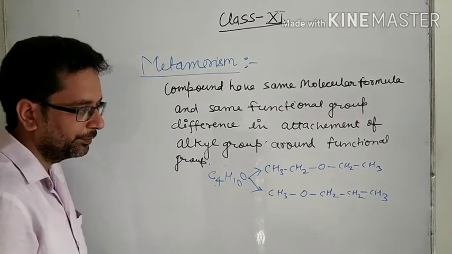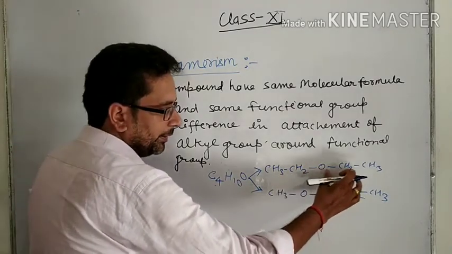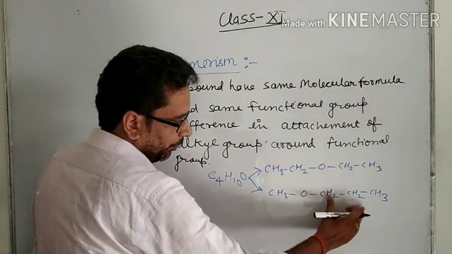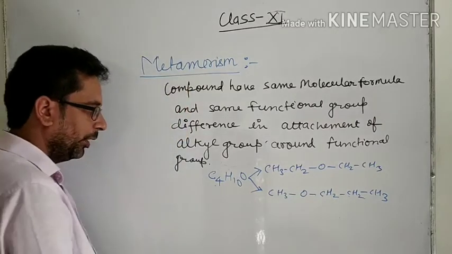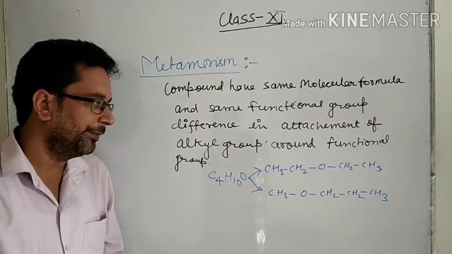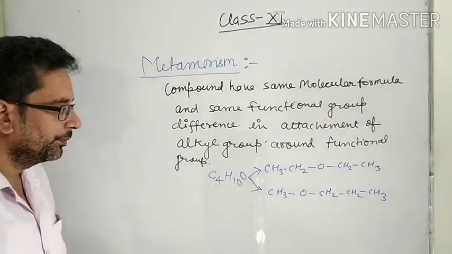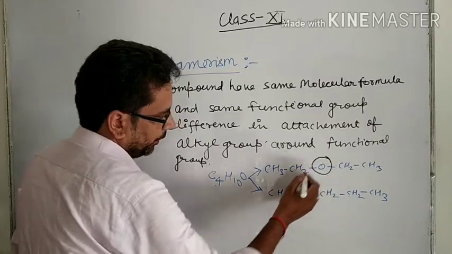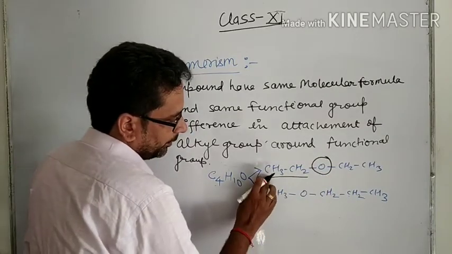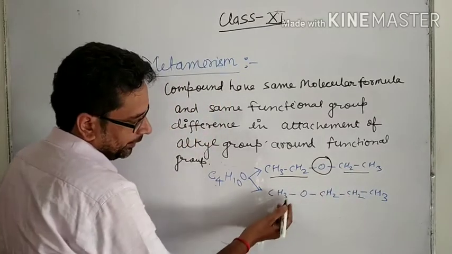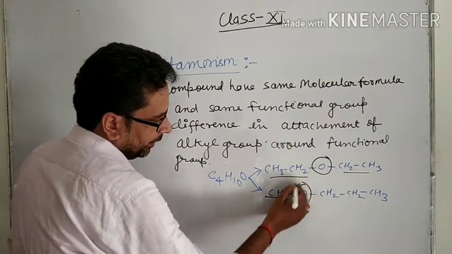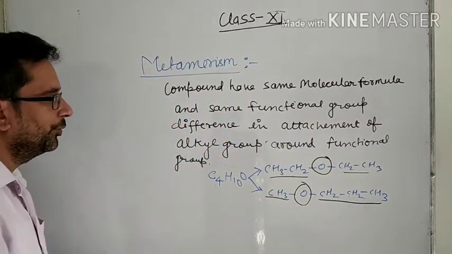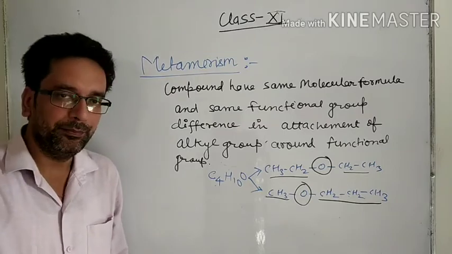Both are ethers. This is diethyl ether, and this is methyl propyl ether. Same molecular formula, but difference in the alkyl group near the oxygen atom. This is the ether group: here ethyl, here ethyl. But in this case, here methyl and here propyl. This type of isomerism is known as metamerism.